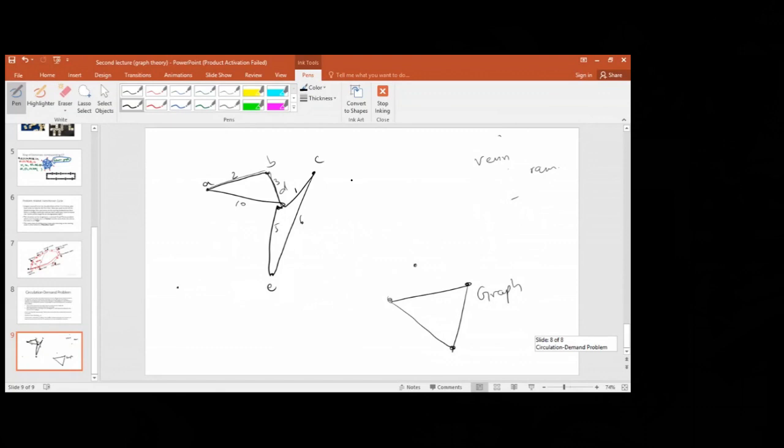This is the shortest path. 2 plus 3 plus 5 equals 10. And when we move from A to E directly, it is 10 plus 5, which equals 15. So we will choose this one path.